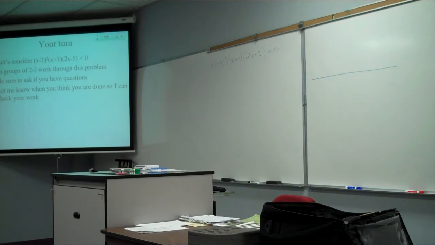Is it 0 at 5 or is it 0 at 5? It's 2x minus 5. It's not x minus 5. It's 2x minus 5, which is a little harder, but that is part of the zero at 5 over 2, and some of the other ones.